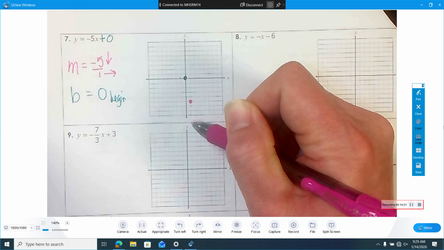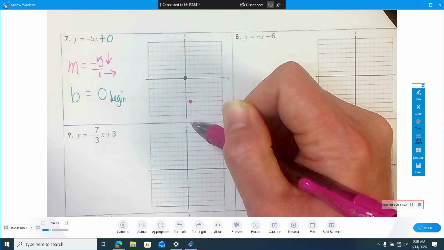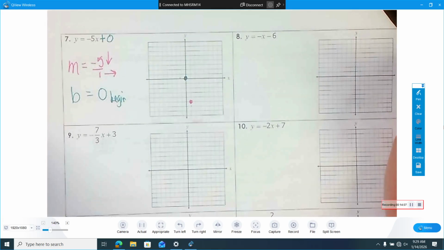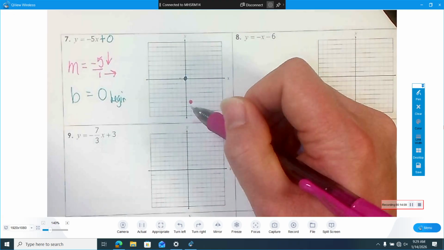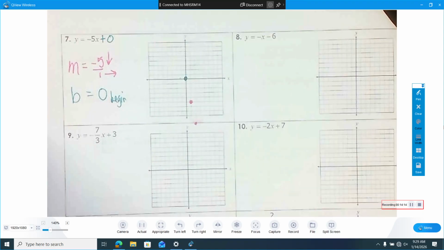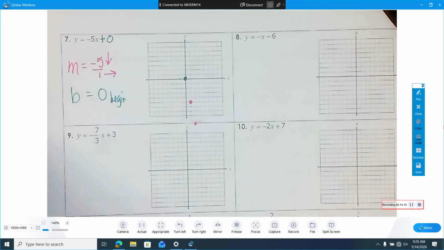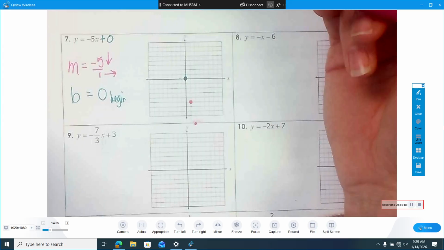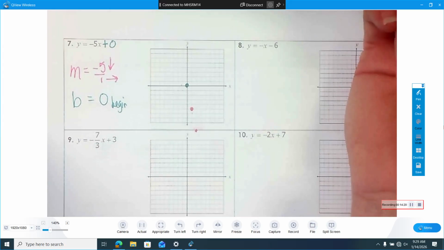Whoa! I'm off my graph. What should I do? Estimate. Sure, I can absolutely do that. 1, 2, 3, 4, 5 over 1. So it's somewhere about there. I can estimate that. That's totally fine. If you are on Delta Math, you can't really do that.